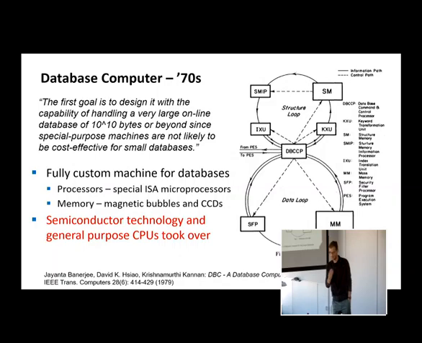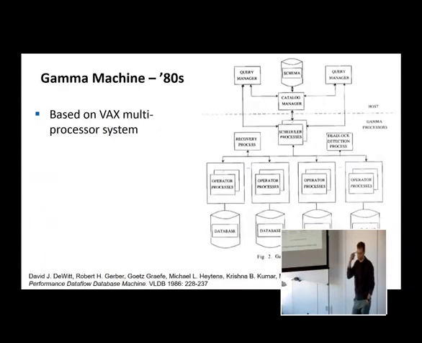So what happened in the meantime is semiconductor technology took off. Transistors became the main building element of all the computer chips we have, and general purpose CPUs took over. So this project failed because semiconductor technology just became very cheap.